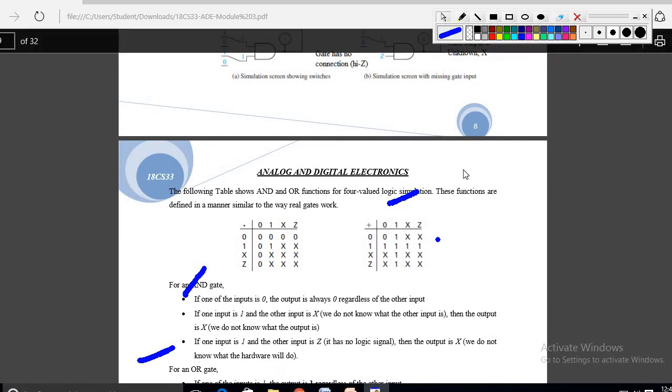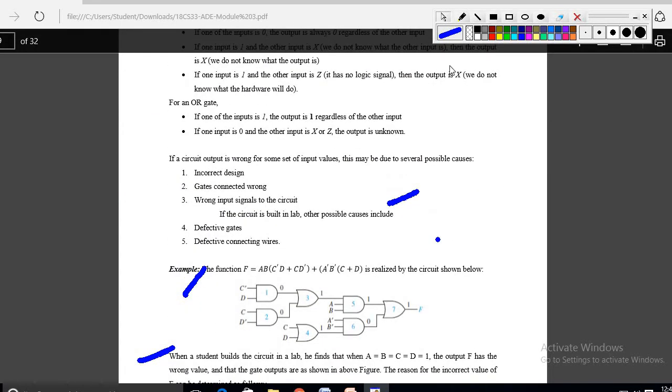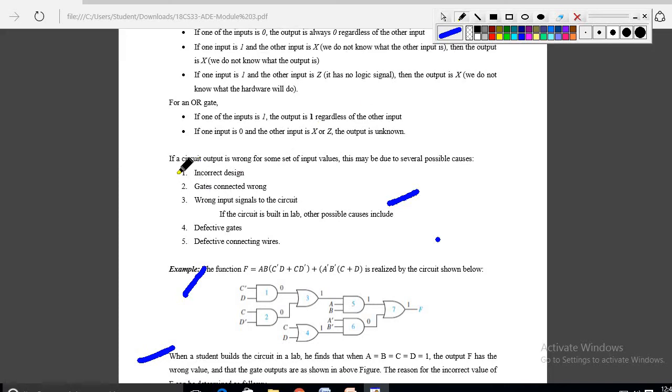In this way, you have to write. If the circuit output is wrong for some set of input values, this may be due to several possible causes. So what are those reasons? First, incorrect design. Before designing, we may have made some mistakes. That is exactly what incorrect design means.